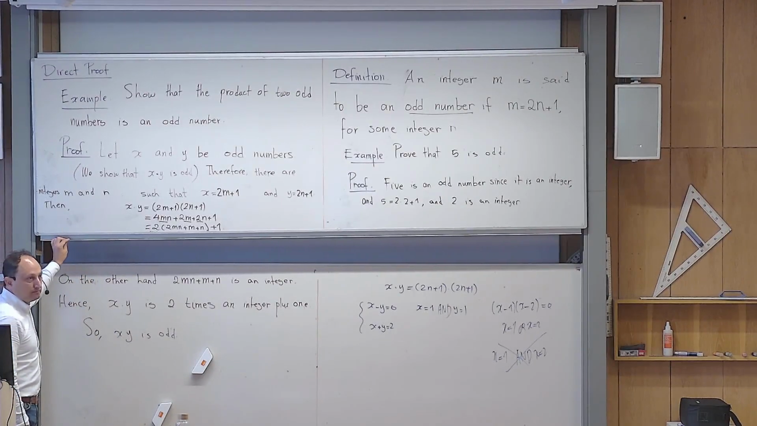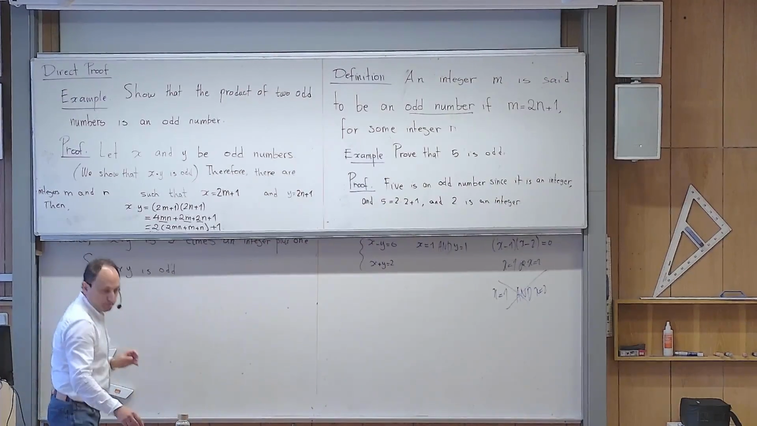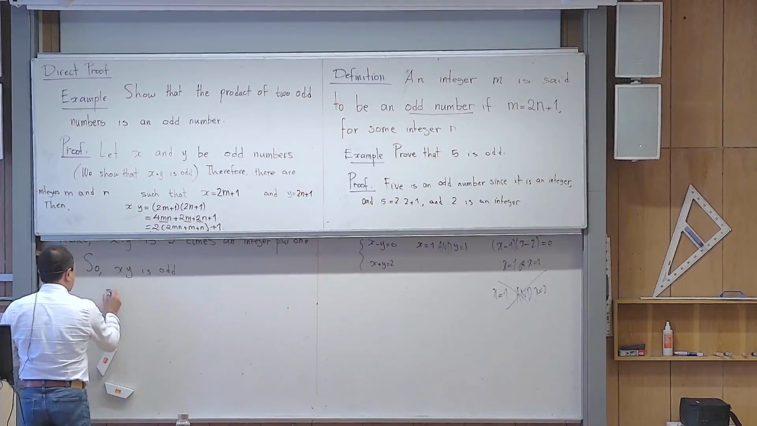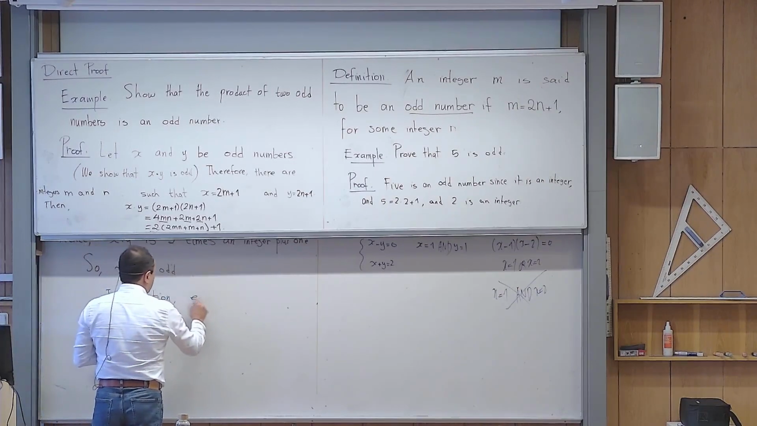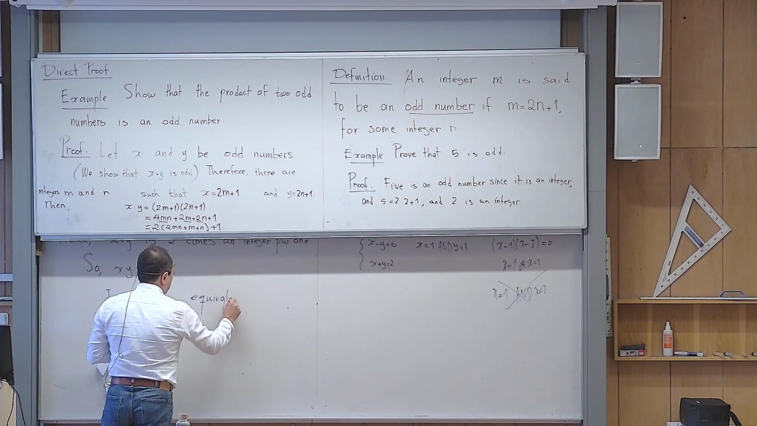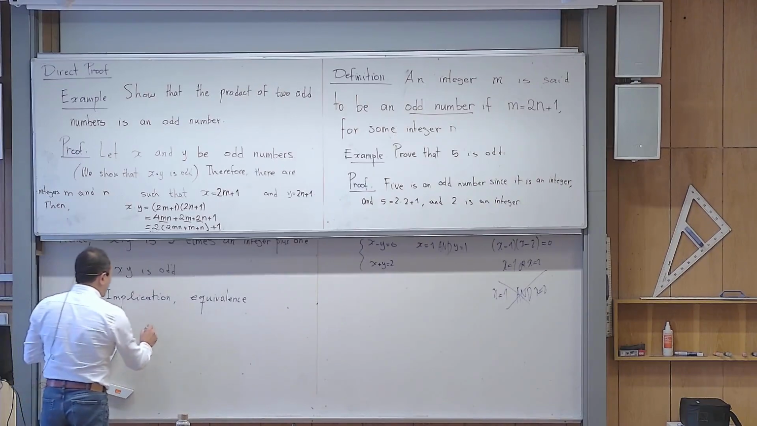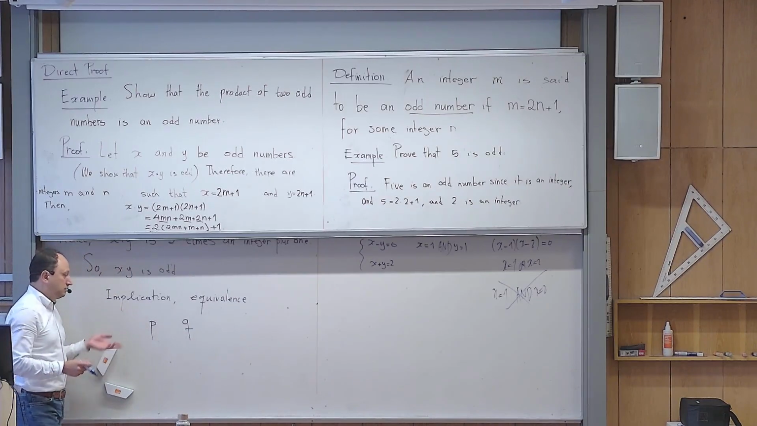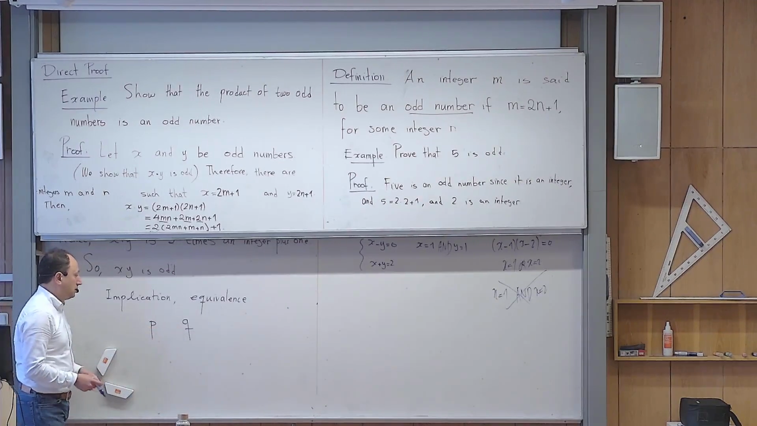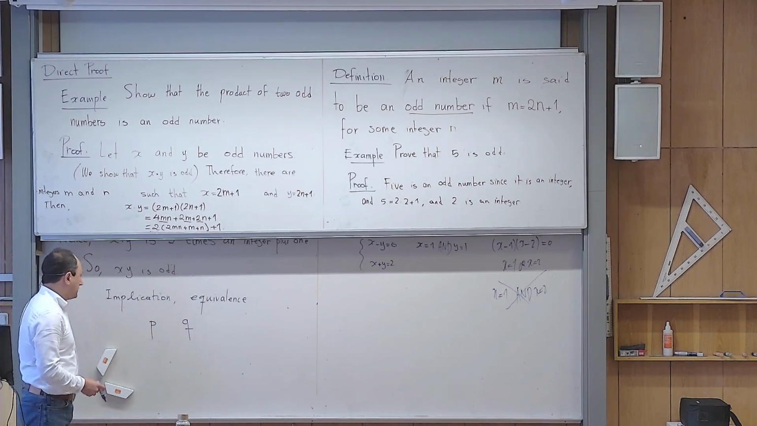Any questions so far? Another thing that is in this section, it's also important to know, is the notion of implication and equivalence. Let us say that I have two statements, P and Q. For example, P can be: Stockholm is the capital of Sweden. Q can be: the capital of France is Paris. These are two statements.